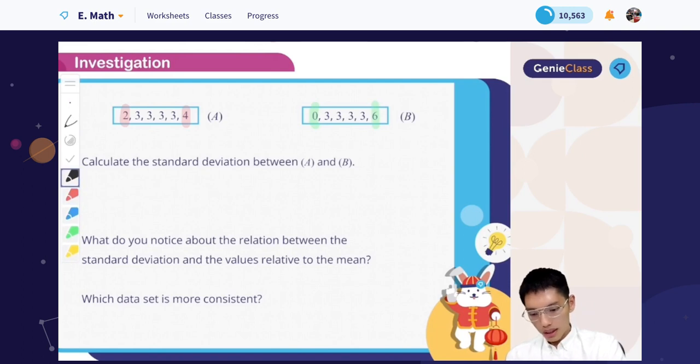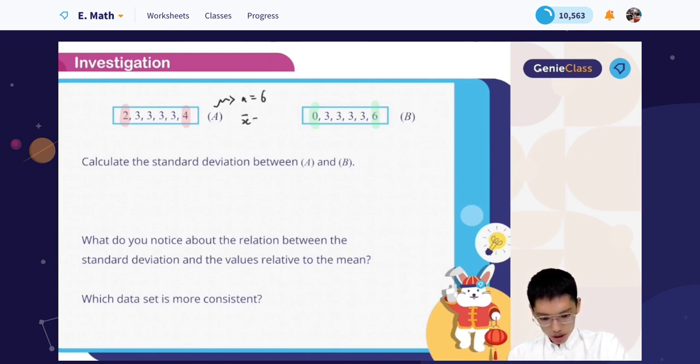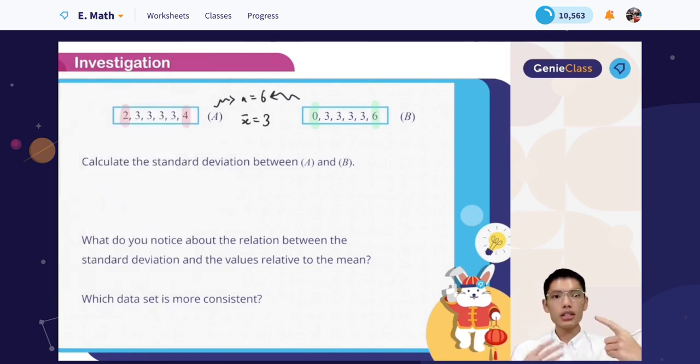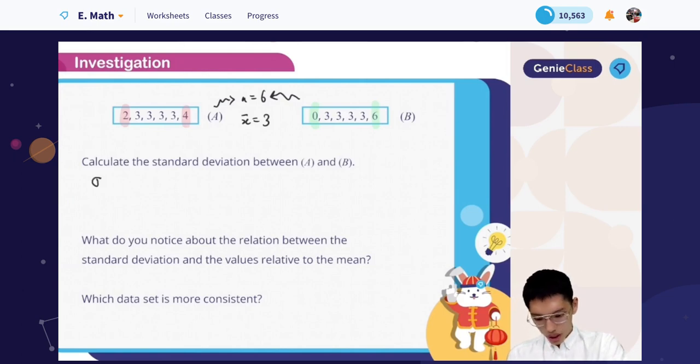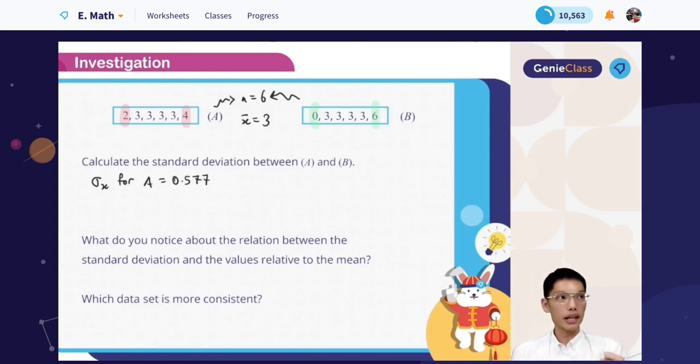And let's recall from the data set that we calculated just now. Okay, the number of values is 6. The mean is going to be 3. You realize already, my values over here are going to be closer to the mean. These two values are closer to the mean as opposed to my green color values. So I hope based on this, you will realize that when I calculate my standard deviation, you can give it a try as you go along. Standard deviation of x for A, in this case, is going to be, if you were to try, 0.577 at your side.